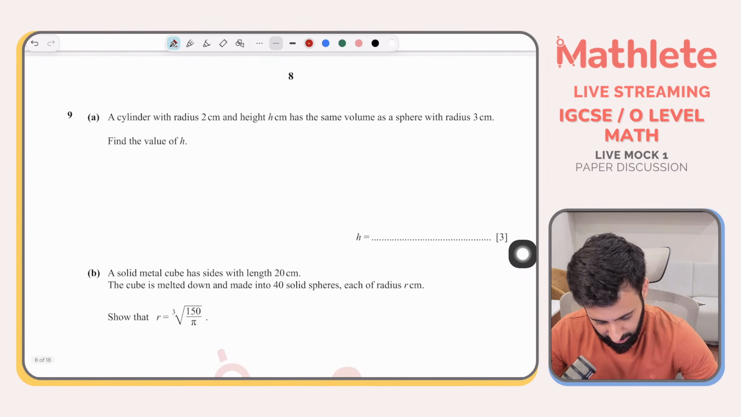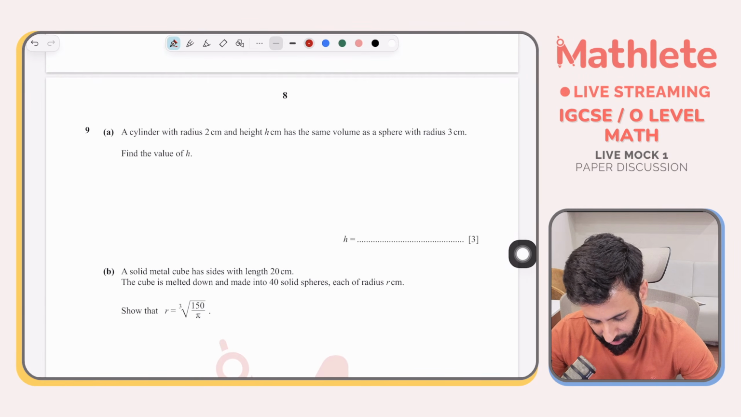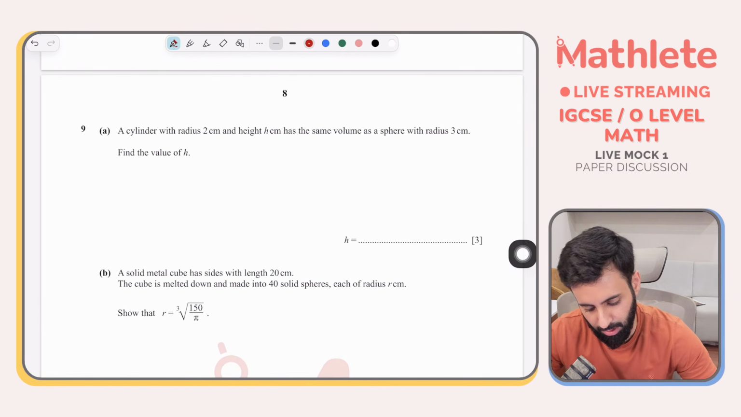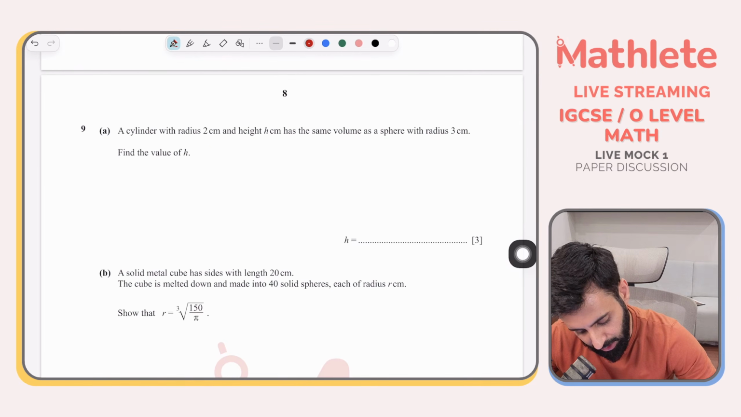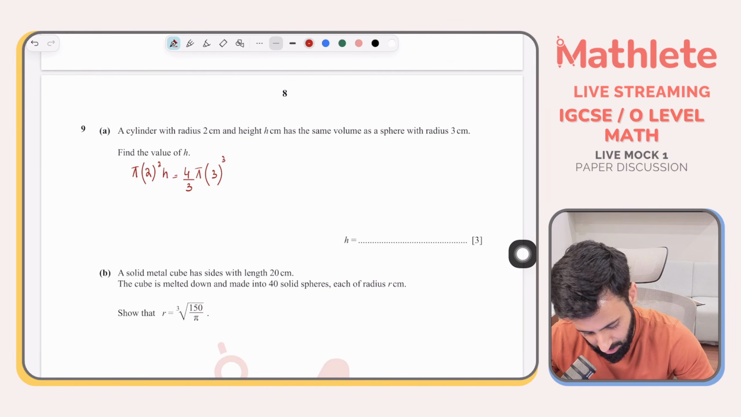Now, let's do question number 9. A cylinder with radius 2 cm and height h cm has the same volume as a sphere with radius 3 cm. Find the value of h. Okay, a cylinder with radius 2, that means its volume will be pi r square h. Okay. Has the same volume as a sphere with radius 3 cm. So that's going to be 4 upon 3 pi r cube. That means 3 cubed.